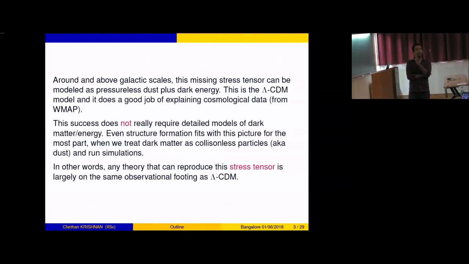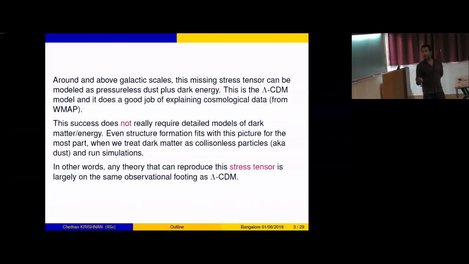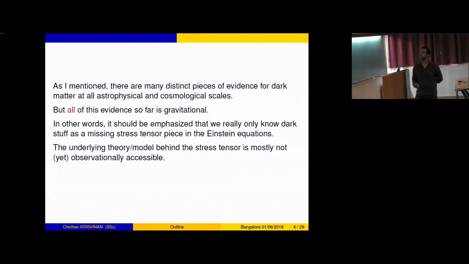The basic point I want to take away from that is that a lot of it actually just requires the presence of the stress tensor. That's the one thing I want to emphasize. Any theory that can in some sense reproduce the stress tensor is largely on the same observational footing as lambda CDM. There are a lot of models for what exactly this dark matter is, more or less well-motivated models of various kinds. But I believe this statement is true in the sense that most of them basically try to explain the stress tensor.